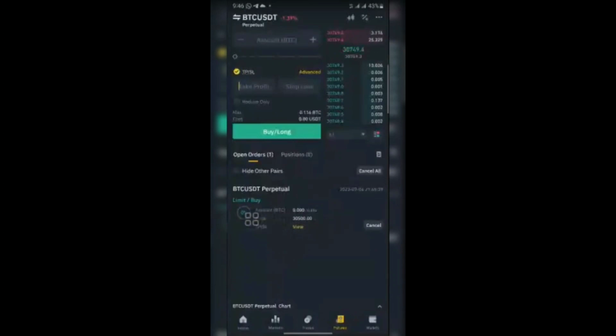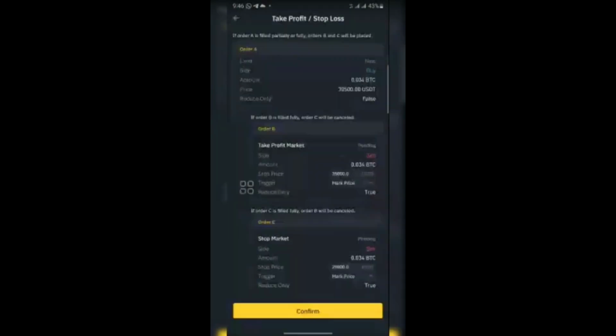So when you click on this view, it shows you that okay, the market should stop you out at 29,000. Then when the market gets to 35,000, it should what? Help you to take profit. So that's that about that.